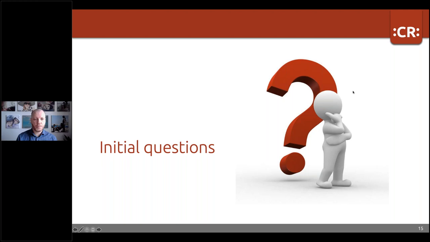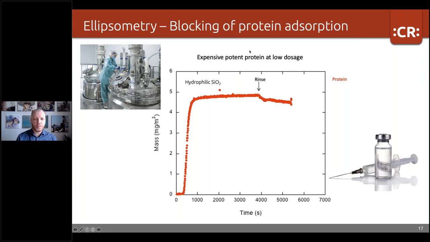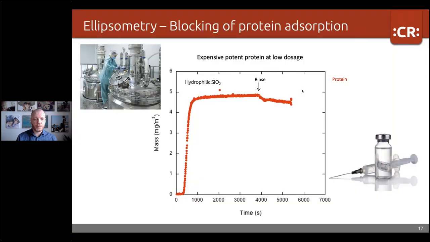Okay. So the first example is actually from a pharmaceutical formulation. This is a project, actually the first one I did 10 years ago when I started at CR. So it's for a client in pharma. They have this really potent and expensive protein. It's so potent that you have to use it at really low dosages, but it also adsorbs to all surfaces.